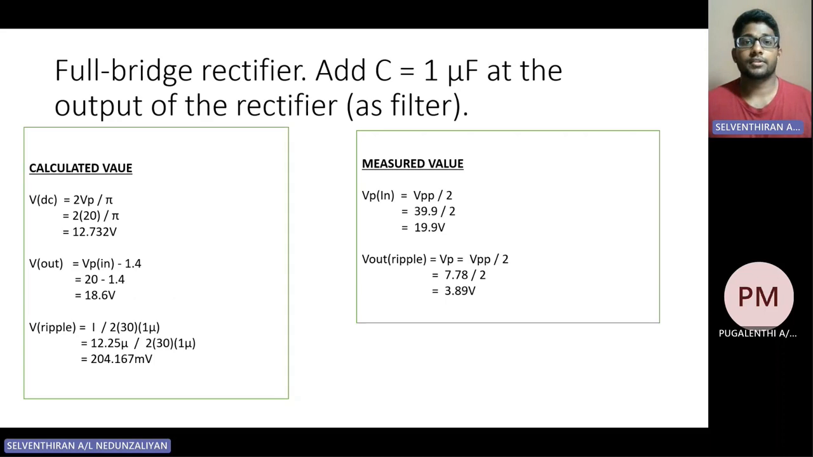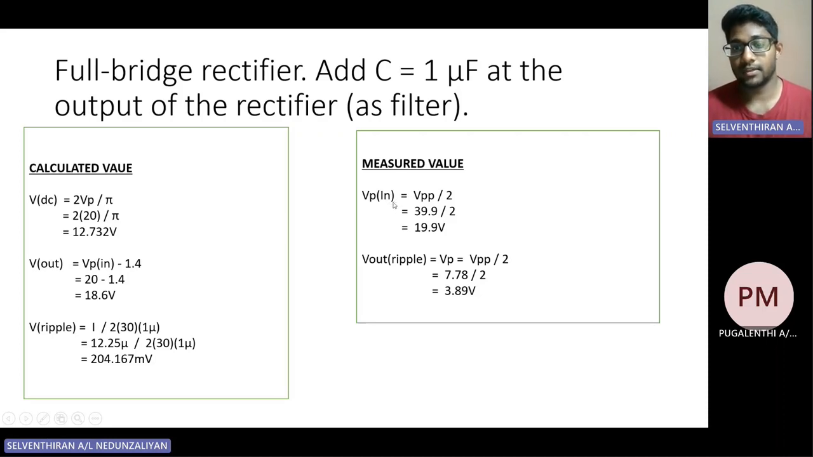Here's the calculated value. Our given task is that the capacitor value at the output of the rectifier should be 1 microfarad. The calculated values we get are VDC equal to 12.732 volt, Vout is 18.6 volt, and V ripple is 204.167 millivolt. Here's our measured value, where we are using the Multisim app for the simulation.